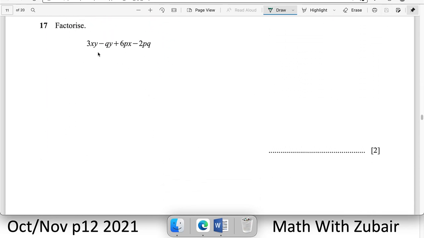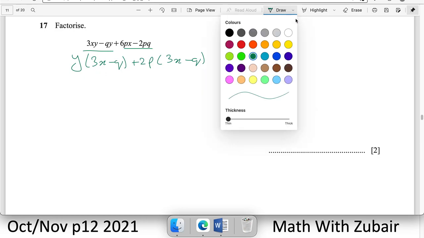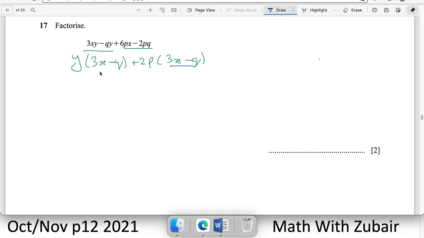Question 17. Factorize these two. So if I take out y as common, I'm left with 3x minus q. Then you see this, and we take out 2p as common, and we are left with 3x minus q again. Then you take out these brackets as common, 3x minus q, and you're left with y plus 2p.